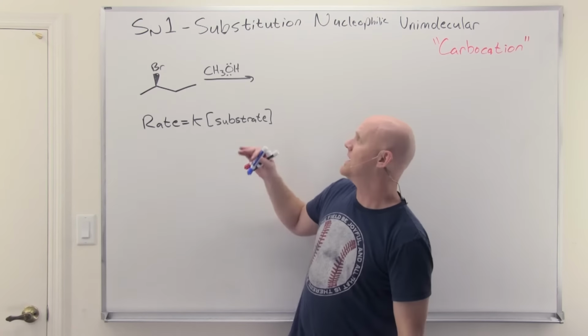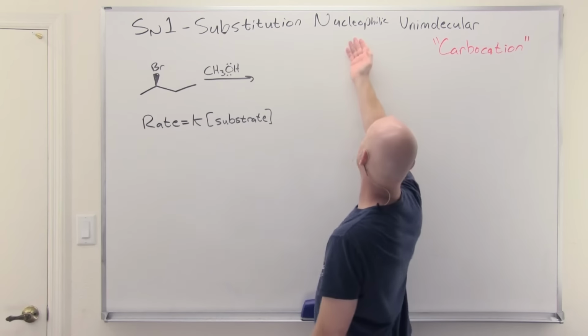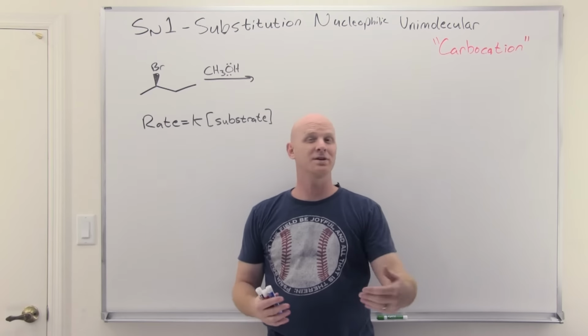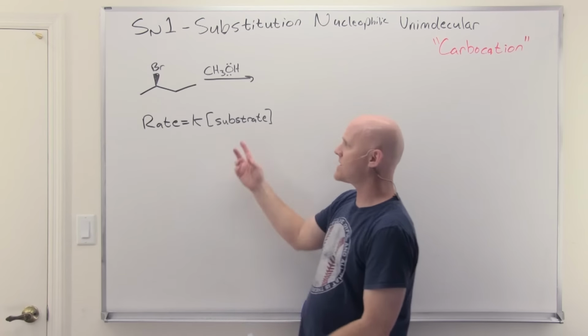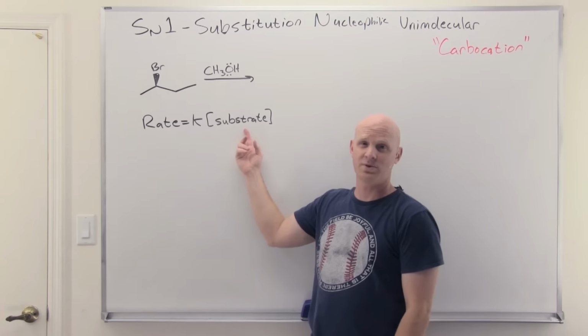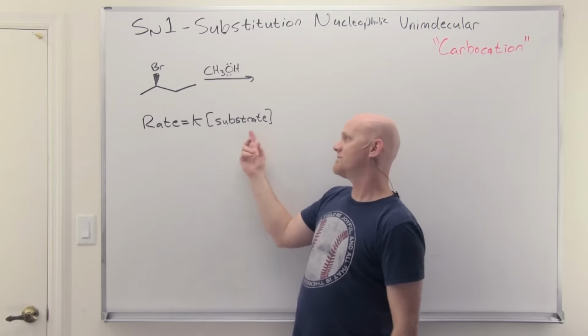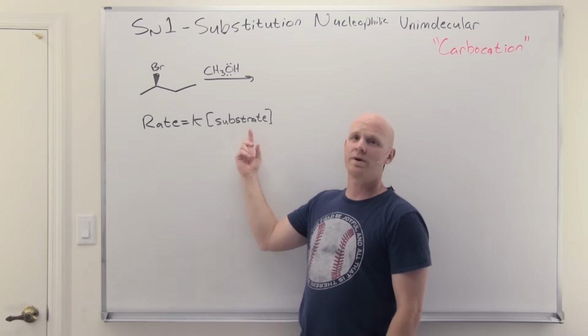So, SN1, we call it substitution nucleophilic unimolecular. Whereas SN2 is bimolecular, this is unimolecular. Only one reactant molecule is involved in the rate determining step. And it turns out that reactant molecule is going to be the substrate. Only the substrate's involved as a reactant at the slow step. And it's first order, and that's what the unimolecular means: only one reactant molecule and a first order rate law.